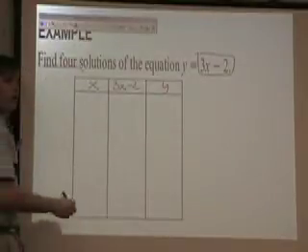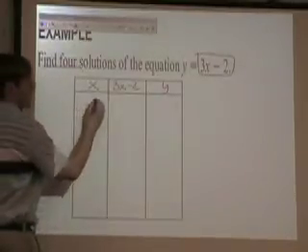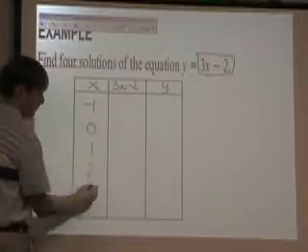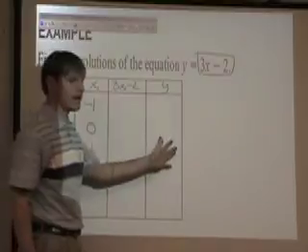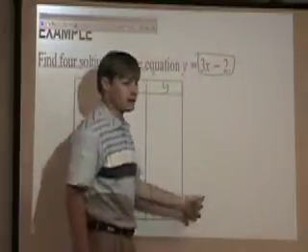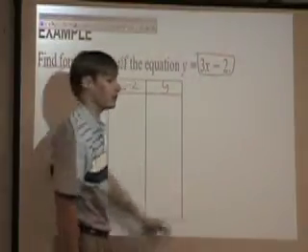Now the instructions say find 4 solutions. So you need to pick 4 numbers. I always choose a negative number and then 3 positive numbers. Okay? 4 solutions. Now all we have to do is plug them in, get our values, and put them in ordered pairs. The ordered pairs are your solution.